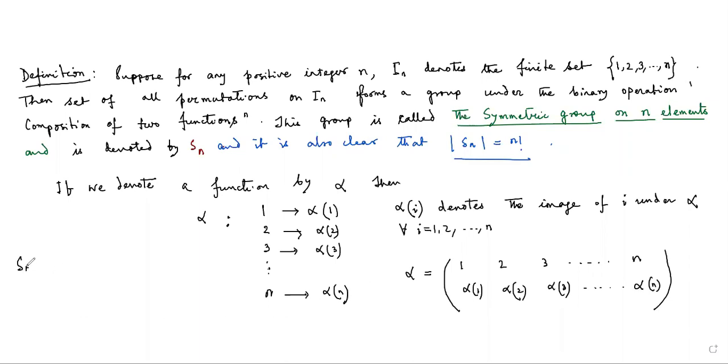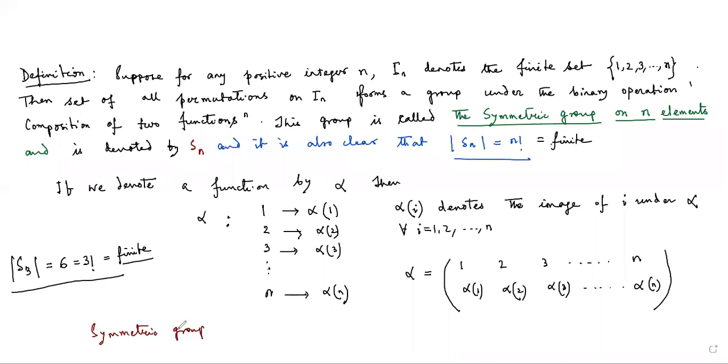So obviously, if we talk about the symmetric group S3, the number of elements will be 6 because it is 3 factorial. Symmetric group is a kind of permutation group. And as you can see, the number of elements present in S3 is 3 factorial, which is finite. In general, the number of elements present in Sn is n factorial, which is finite. And therefore, symmetric group is an example of finite group.